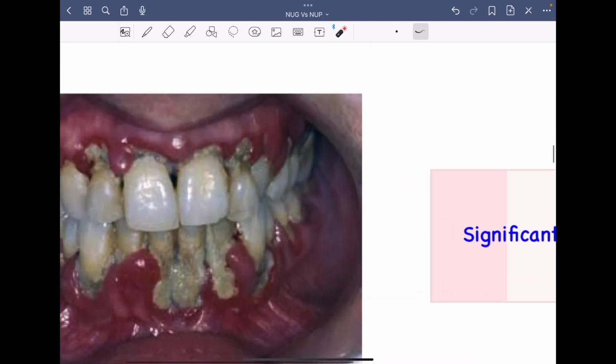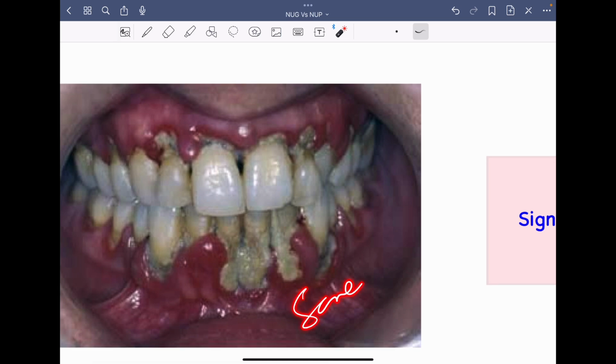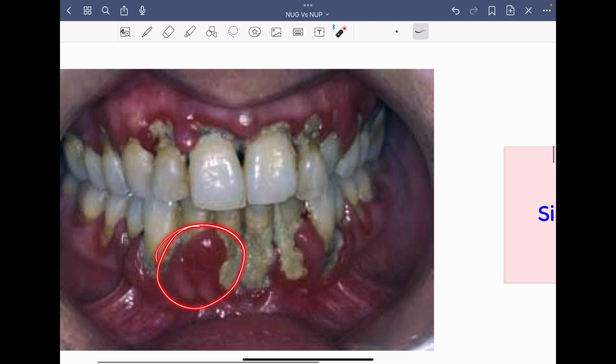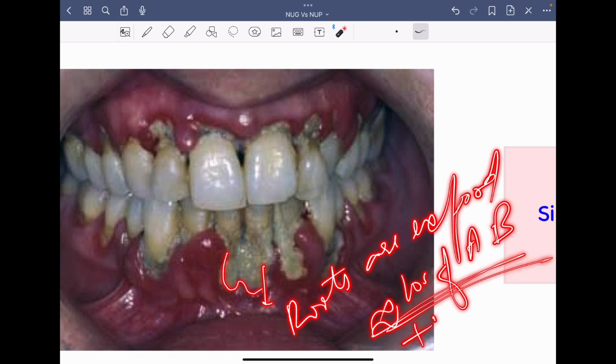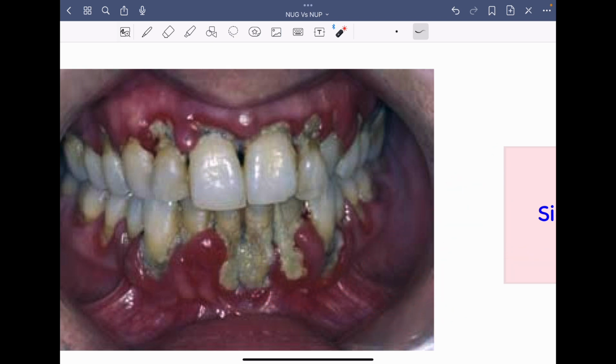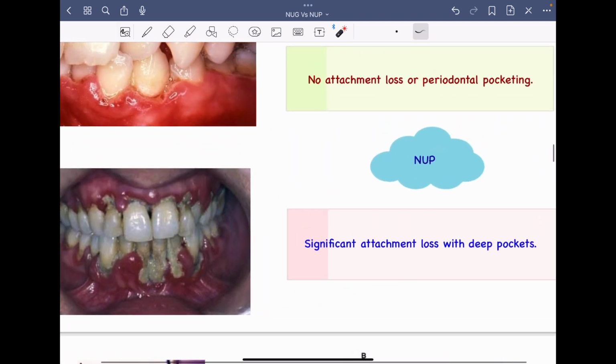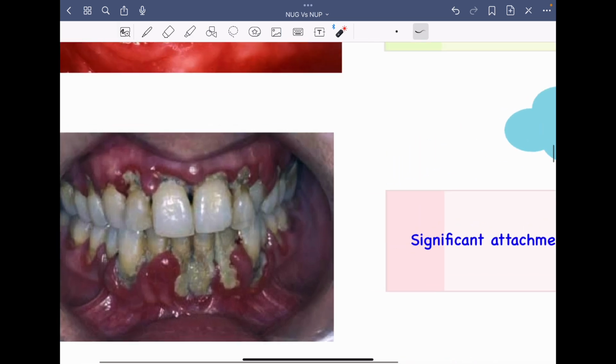Whereas in case of NUP, here you can see it is a very severe clinical picture. Look at the edema, look at the condition of the gingiva. It is very, very compromised. Look at the amount of calculus and plaque present over here. Also take note of how the roots are exposed. The roots being exposed means there is definitely loss of alveolar bone, plus there is loss of attachment. So here there is significant attachment loss and presence of deep periodontal pockets.